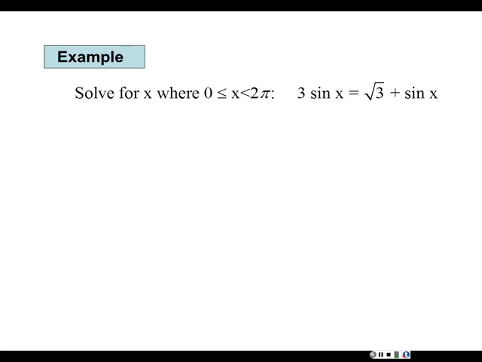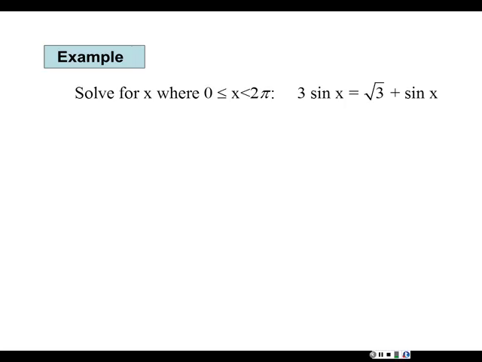Let's try, since this is the first one, and this is 3 sine x equals square root 3 plus sine x. Now remember, since we are trying to solve the equation for x, we always want to isolate the sine x on any side, let's say left side or right side. Here, since we have sine x on both sides, we want to isolate it on one side. So you may want to subtract sine x from both sides, because we just want to get rid of sine x from the right side.